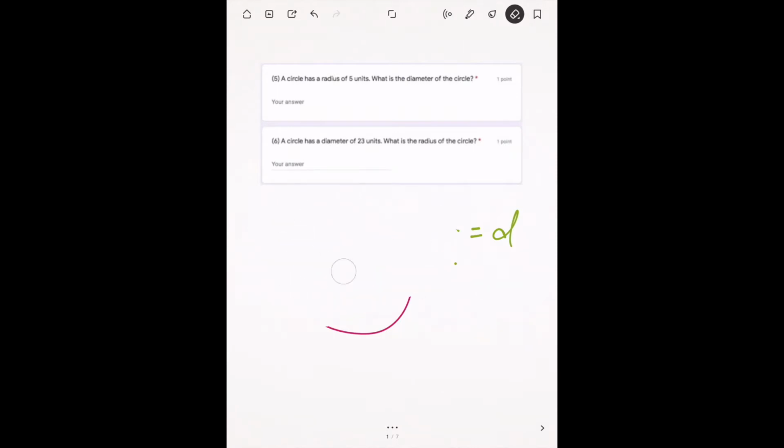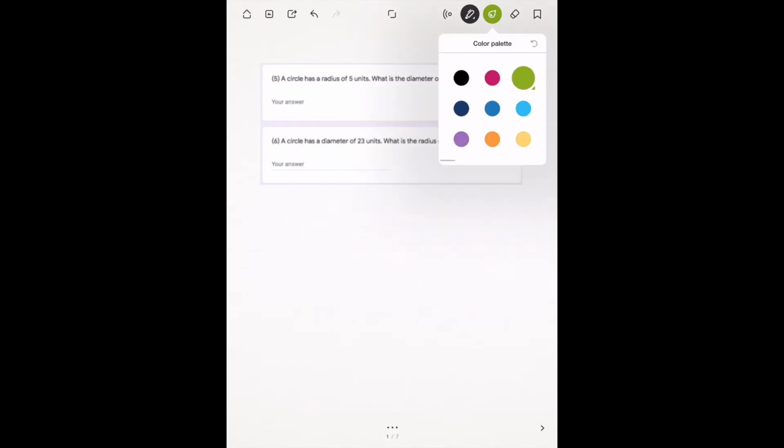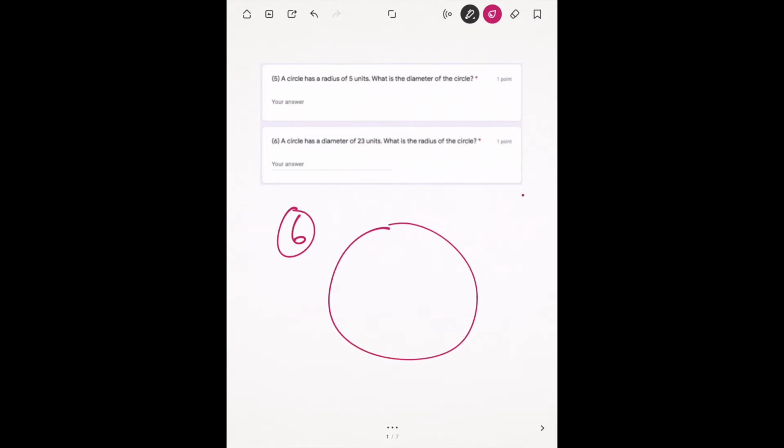Okay, next question. Question number 6. Question number 6 is the opposite of question number 5. In question number 6, it tells us that the diameter is 23 units, and it just wants to know what is the radius. So what is this part? So it just wants to know what is half of the diameter. This is the radius. The whole thing, that's the diameter. Okay, so all we have to do is take the diameter and divide it by 2. That gives us the radius.